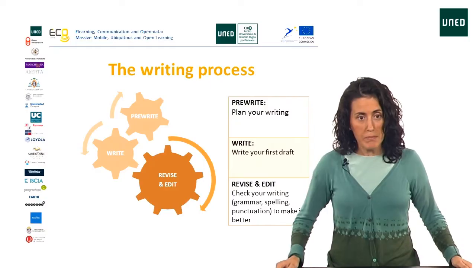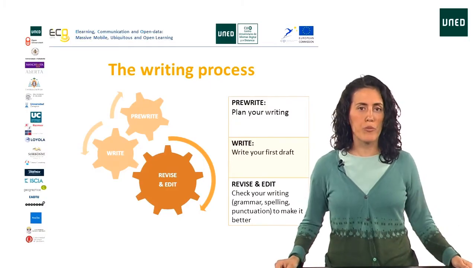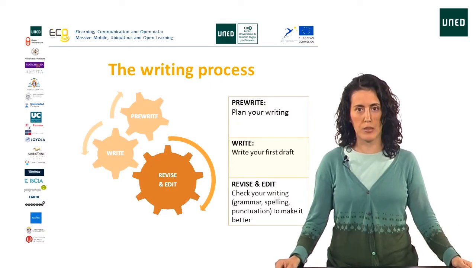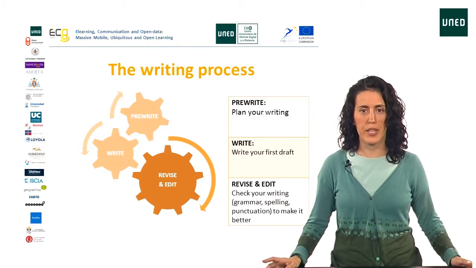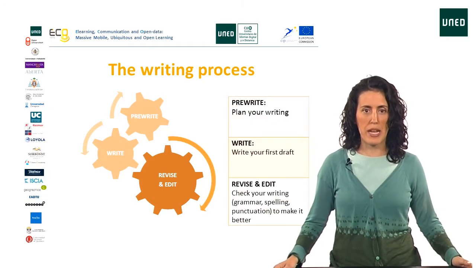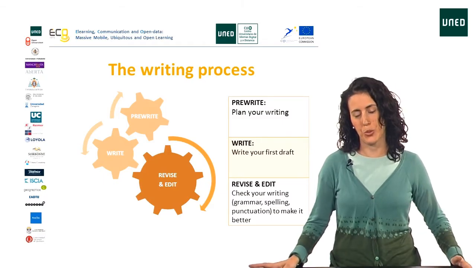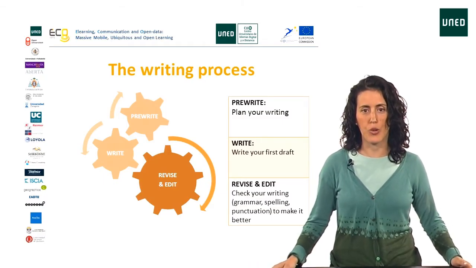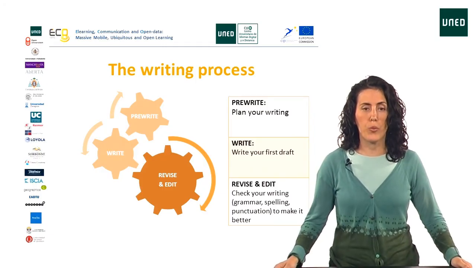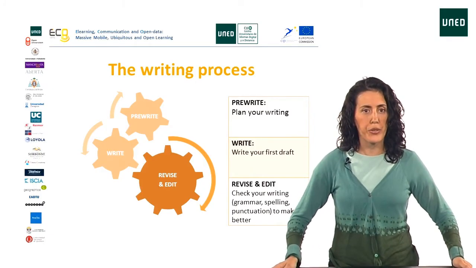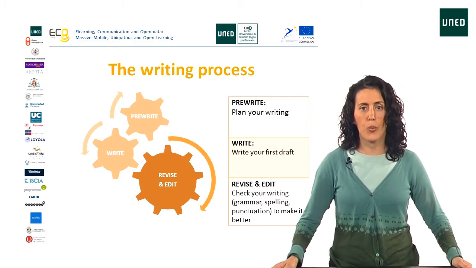Now, let's get into it. How do we write? What's the writing process about? As I said, there are three steps, three different stages: pre-writing, writing, and what we could call post-writing or revising and editing. So before writing, in that pre-write stage, we have to plan.